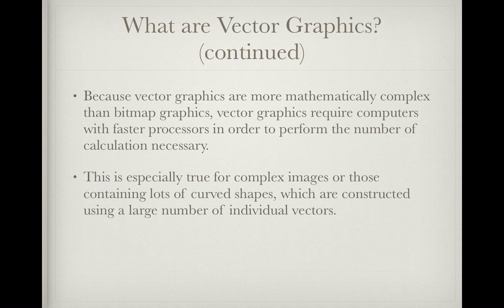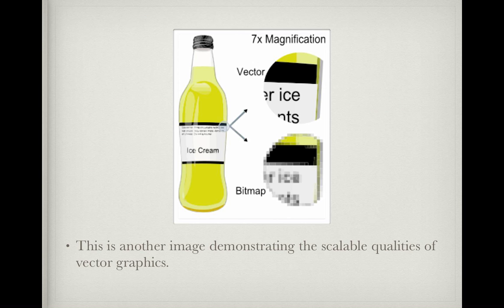Because vector graphics are more mathematically complex than bitmap graphics, vector graphics often require computers with faster processors in order to perform the number of calculations necessary. This is especially true for complex images or those containing lots of curved shapes, which are constructed using a large number of individual vectors. This is another image demonstrating the scalable qualities of vector graphics.